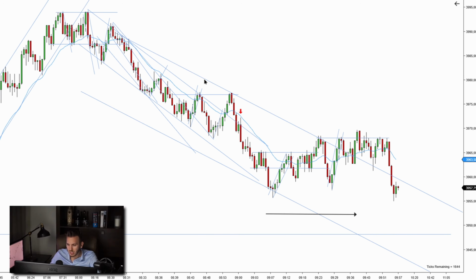No, the main bias still remains bearish. The uptrend played out, so it's just a matter of time before a nice setup is going to form and you're going to push lower.